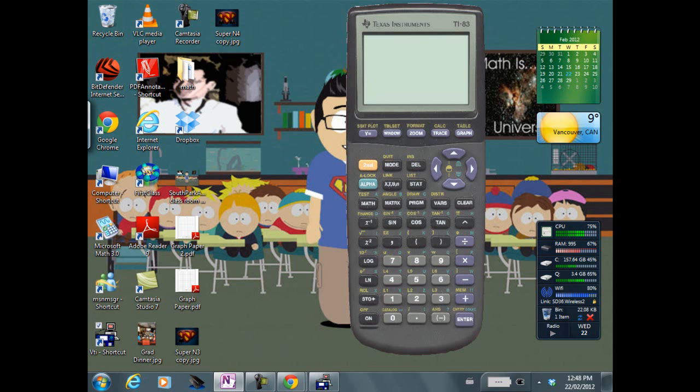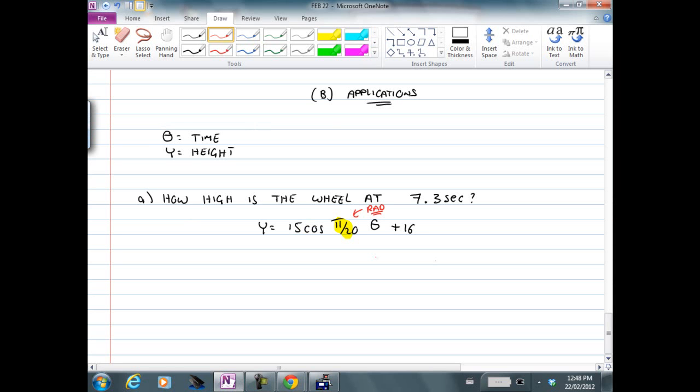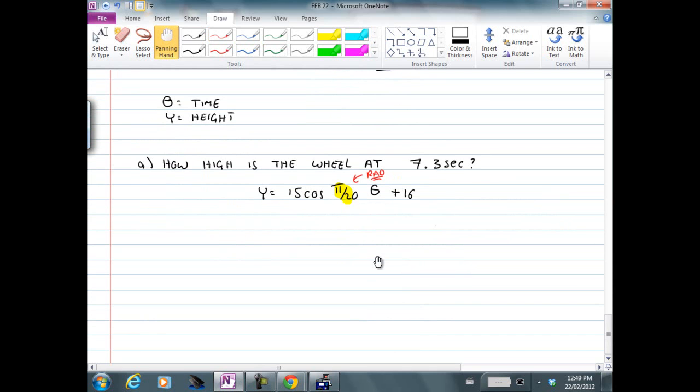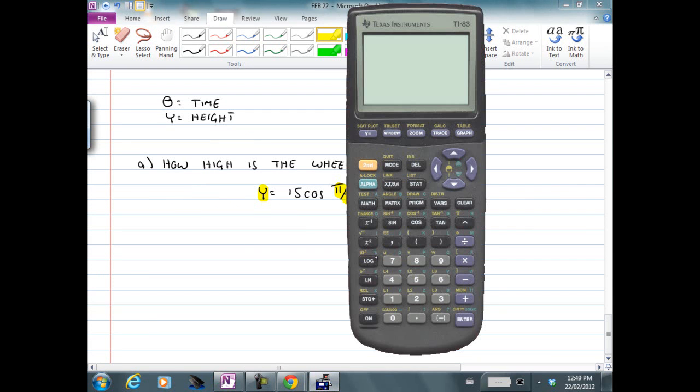So, I'm asking you, what is the height? So they want to know, what is y? Was radians the third one? Hit mode. It should say radians right off the bat for you. Mode. Radians right there. Third one. Highlight it and hit enter.